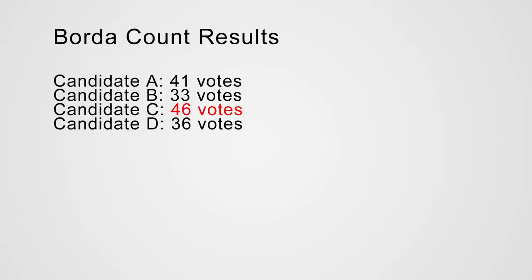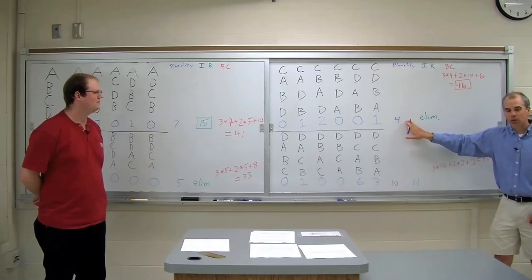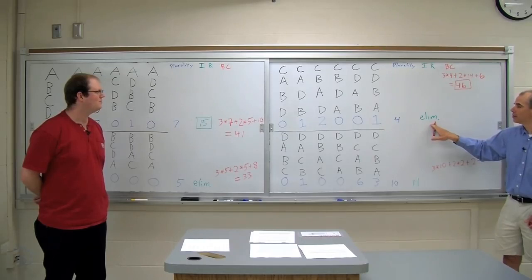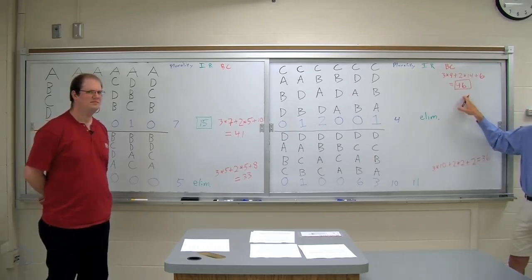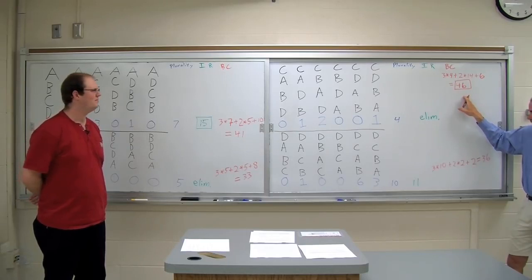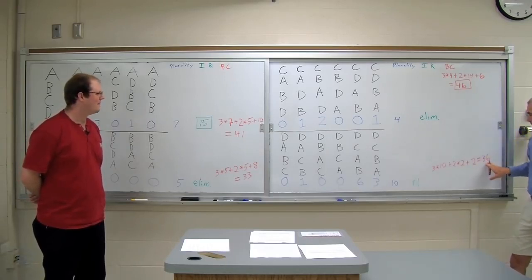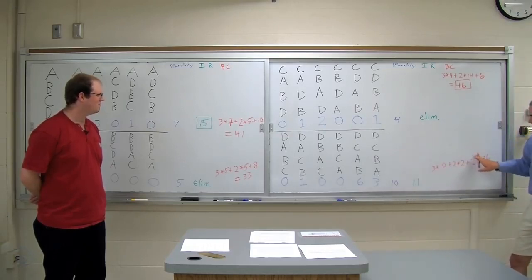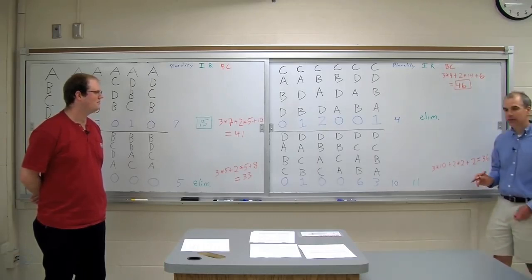So look at our totals. 36 for D, 46 for C, 41 for A, 33 for B. Candidate C is the winner. Candidate C, who got the least number of first place votes. Candidate C, who was the first to be eliminated by instant runoff, has won the Borda count election. And conversely, candidate D, who won our plurality election, his support faded and he came in third place in the Borda count election.